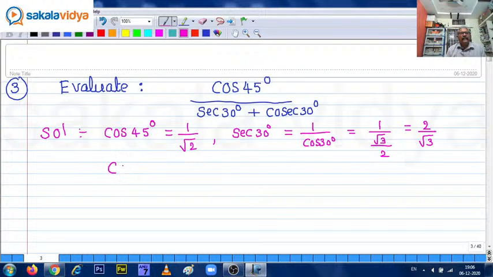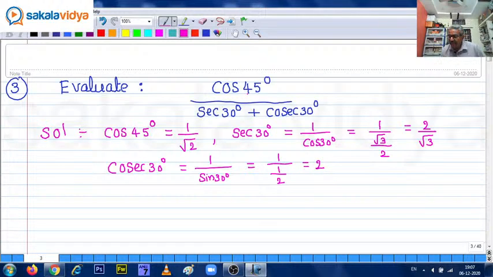So cosecant 30 degrees is equal to 1 upon sin 30. Sin 30 degrees is equal to 1 upon 2. So 1 divided by 1 upon 2 is 2. Now you know the values of cos 45, secant 30, cosecant 30. Let us substitute in this one.